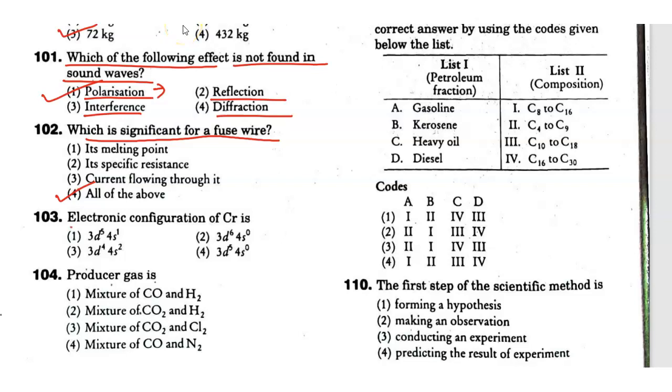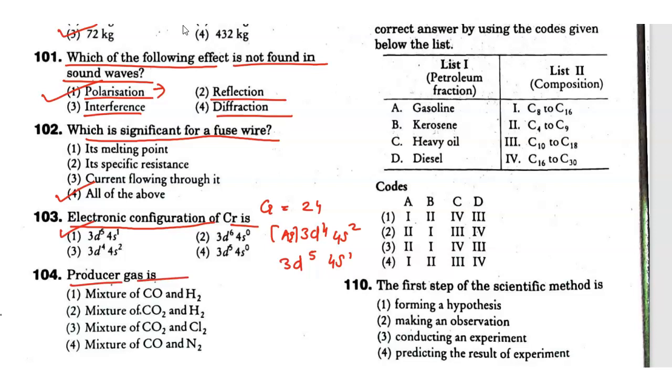Now 103. Electronic configuration of chromium. So the atomic number of chromium is 24 and the electronic configuration is Ar 3d4 4s2. So here, due to the extra stability, it will become 3d5 4s1, and that's why the correct answer is first.